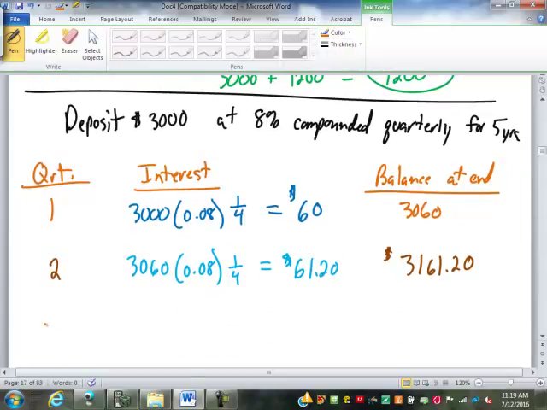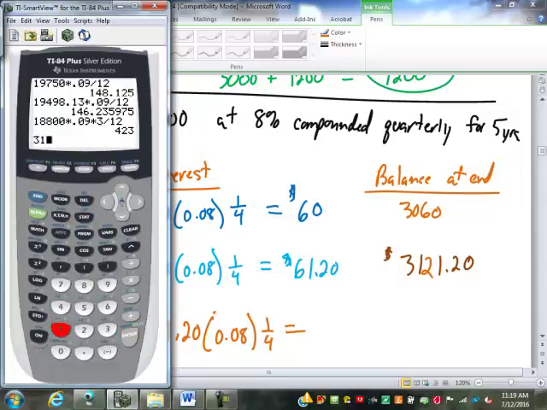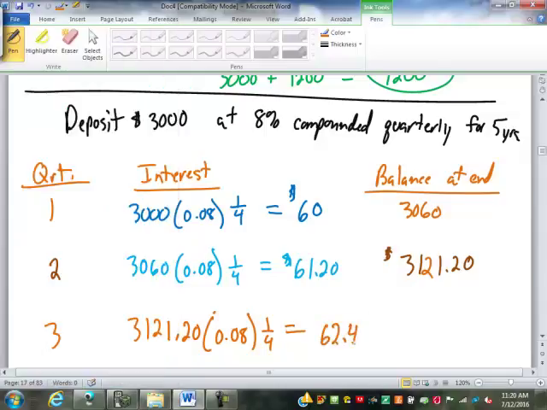So this means you start quarter 3 with $3,121.20. Times 0.08 times 1/4, which gives us $62.42. You can see the amount of interest is rising every quarter because the balance is going up. You've got that interest added in and you're figuring out the new interest on top of that old interest.